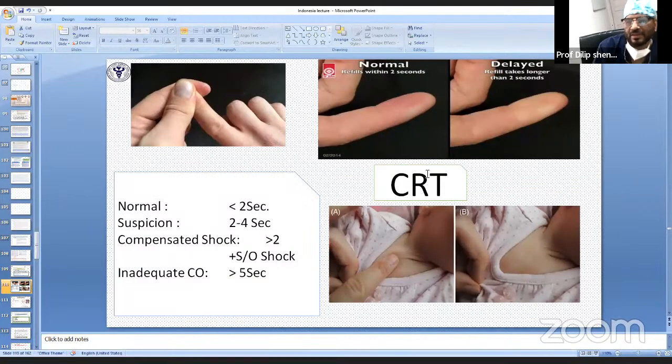So the capillary refill time is normally seen on the tip of your fingernails. You can see it in the ear skin also. In small children, you can see it on the chest. Normally it takes less than 2 seconds. Within 2 to 4 seconds, suspect that perfusion is affected. It is compensated shock if it is more than 2. If it is inadequate cardiac output, it's more than 5 seconds. So it's very useful.